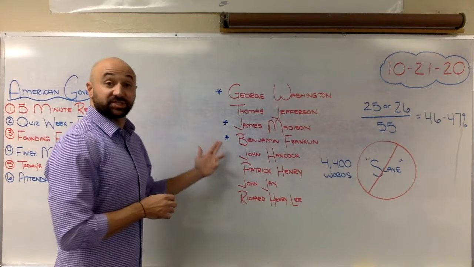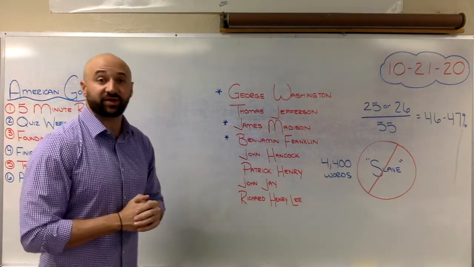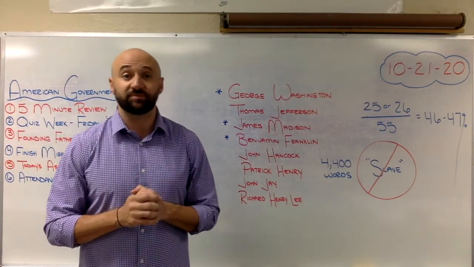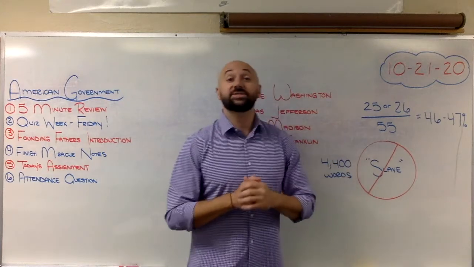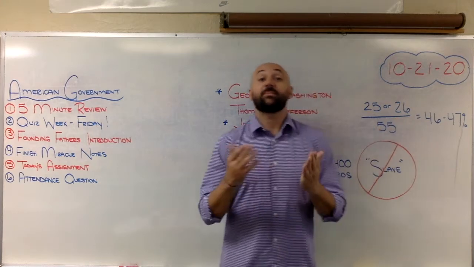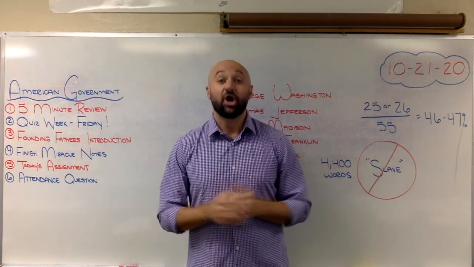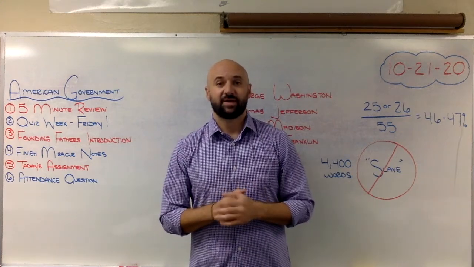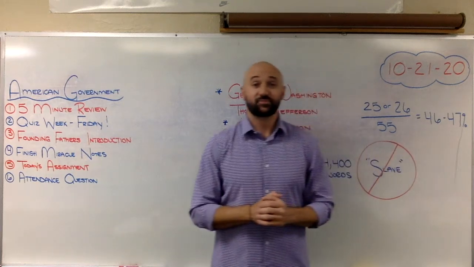The three men with stars on their names, George Washington, James Madison, and Benjamin Franklin, we know that they were all delegates at the Constitutional Convention. And in fact, of the 55 men at the Constitutional Convention, 25 or 26 of them, depending on the historical reference you use, owned slaves at some point in their life. That equates to roughly 46 or 47%.